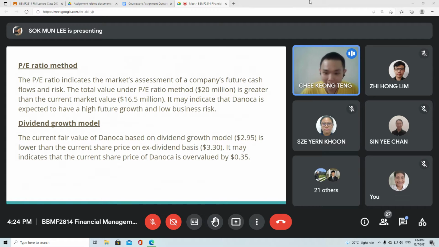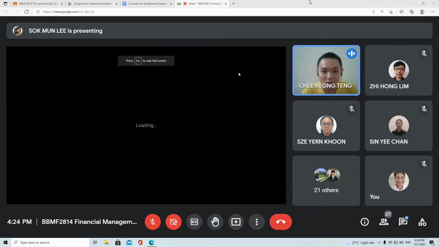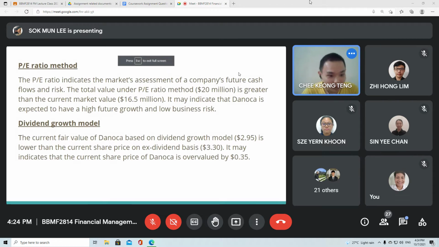I think I will take over your screen. Thank you for your presentation. But you remember, all of you remember, for this slide, open again. I enlarge that again for this slide. Okay, so you can see PE ratio. Your group said that it may indicate that Tanaka is expected to have a high future growth and low business risk. This one, something is wrong.